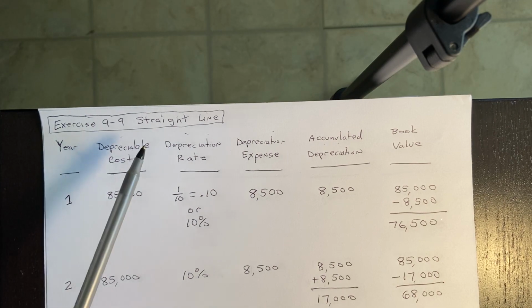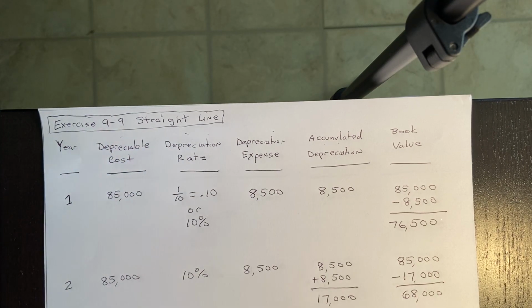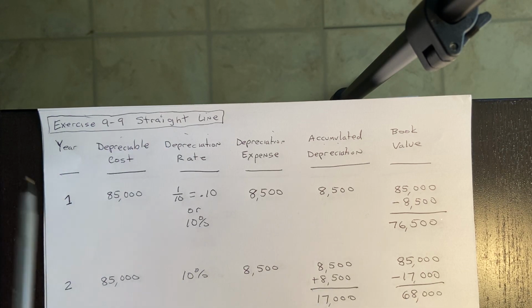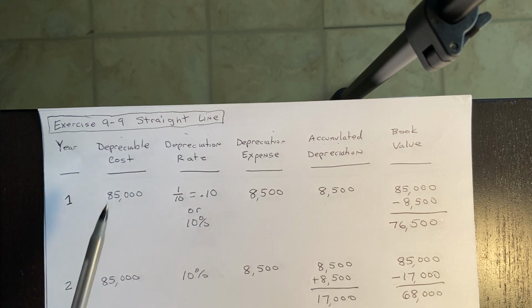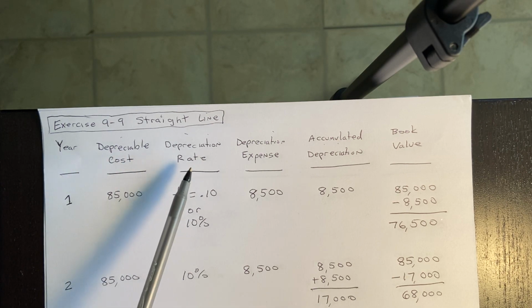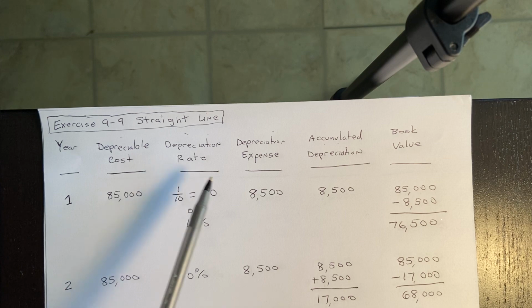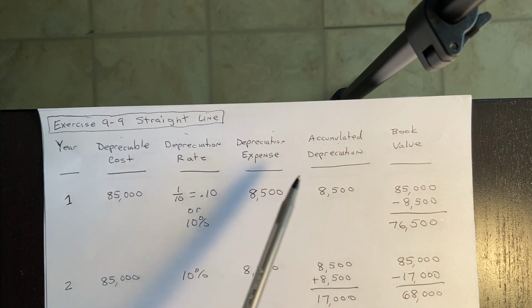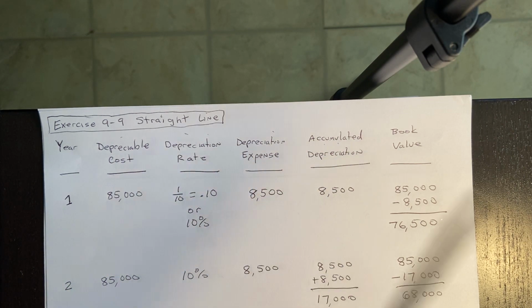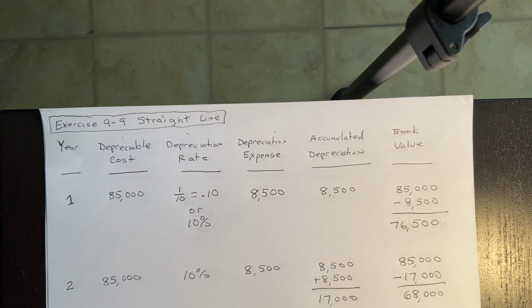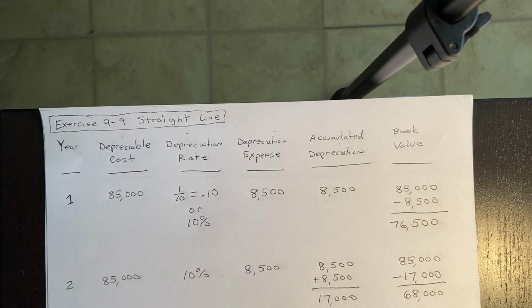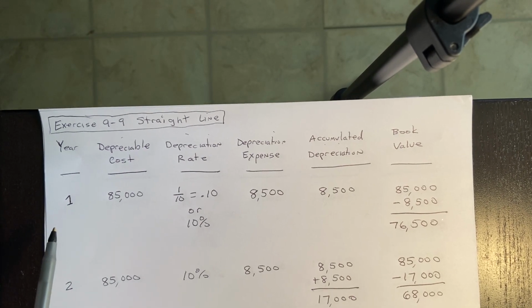So exercise 9.9, straight line. This is called a depreciation schedule. I have columns here: year, depreciable cost, depreciation rate, depreciation expense, accumulated depreciation, and book value. To explain what these are as I go through it, year would be just the year that you're talking about. They want us to do 2 years, so that's got a 1 here and a 2.